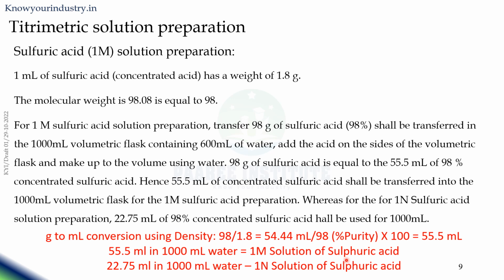Since sulfuric acid has 2 reactive units, it is 2 mole equivalent. So when you prepare a 1 normal solution, you have to take exactly half of 55.5, that is 27.75 ml in 1000 ml of water, which will give you a 1 normal solution of sulfuric acid. This is how you prepare molar and normal solutions of different chemicals for titrimetric analysis.